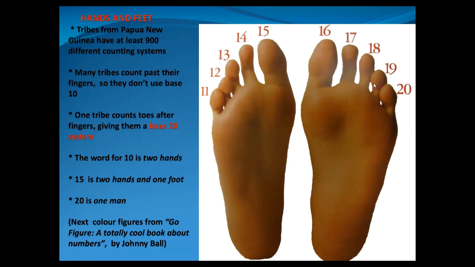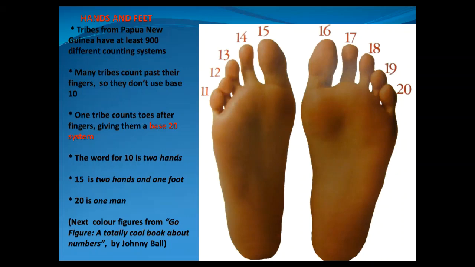In Papua New Guinea, they have lots of counting systems, at least 900 different ones. They usually use their body to represent numbers. For example, they use their two hands and their two feet. The two hands represent 1 to 10, and then the feet represent 11 to 20. So they use a base 20 system to represent an integer.